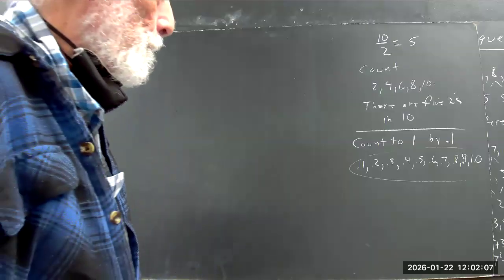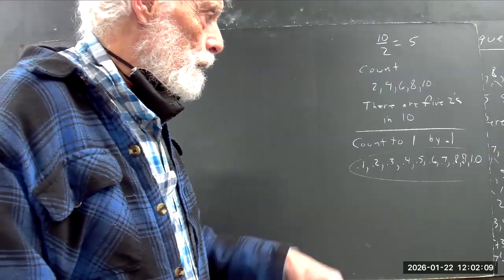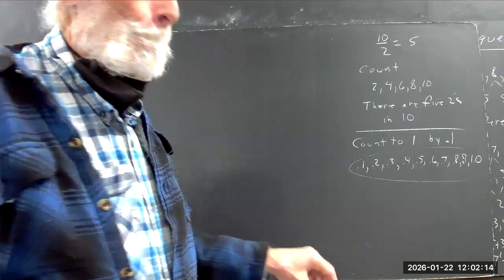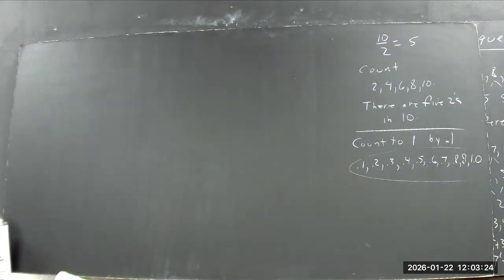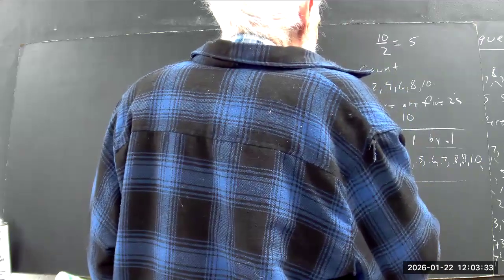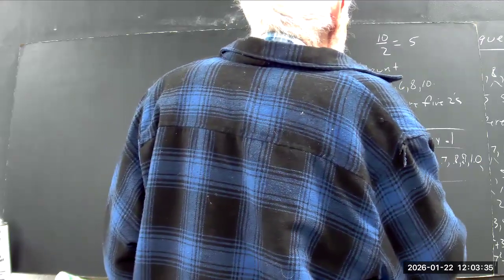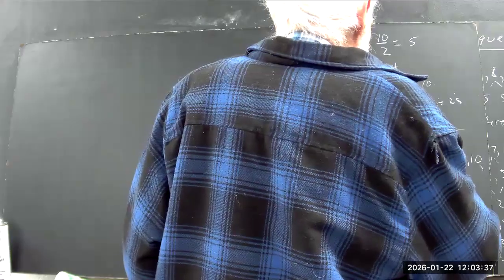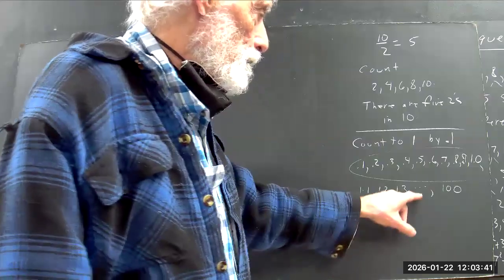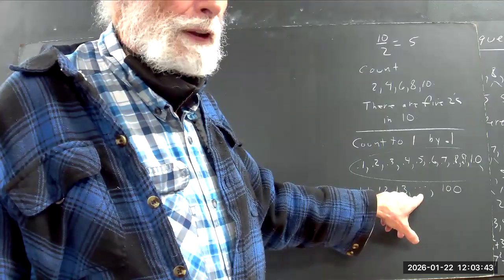So write down the next 3 numbers that come after that. Okay, everybody did that correctly. There it is. I've gone all the way to 100. I just put 3 dots there for everything in between.